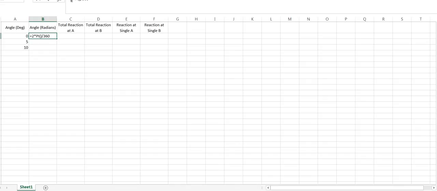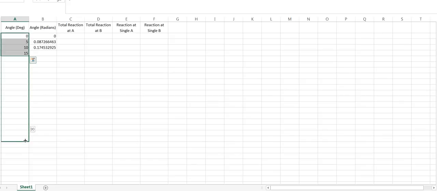Equals this times 2 pi. So there we go. We've got 0. Let's make sure that seems to make sense. I'll keep adding this out, so we can use that fill feature.